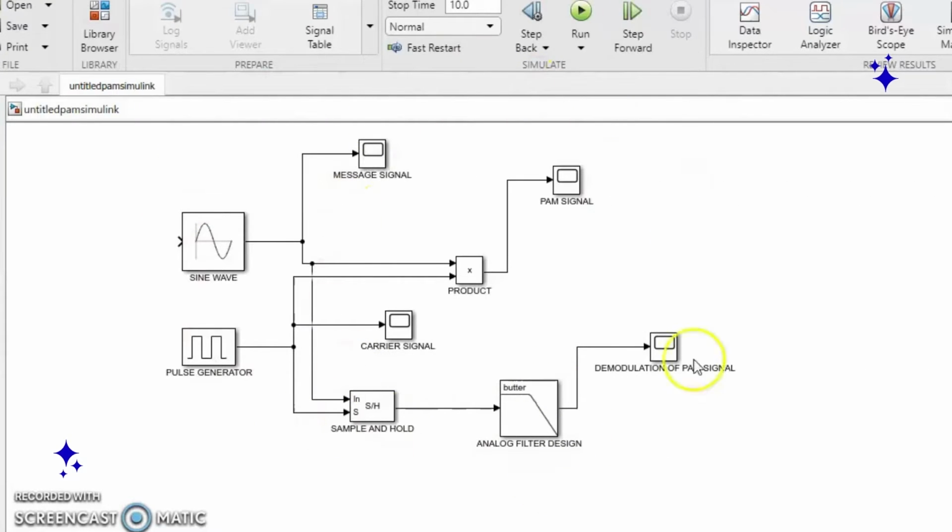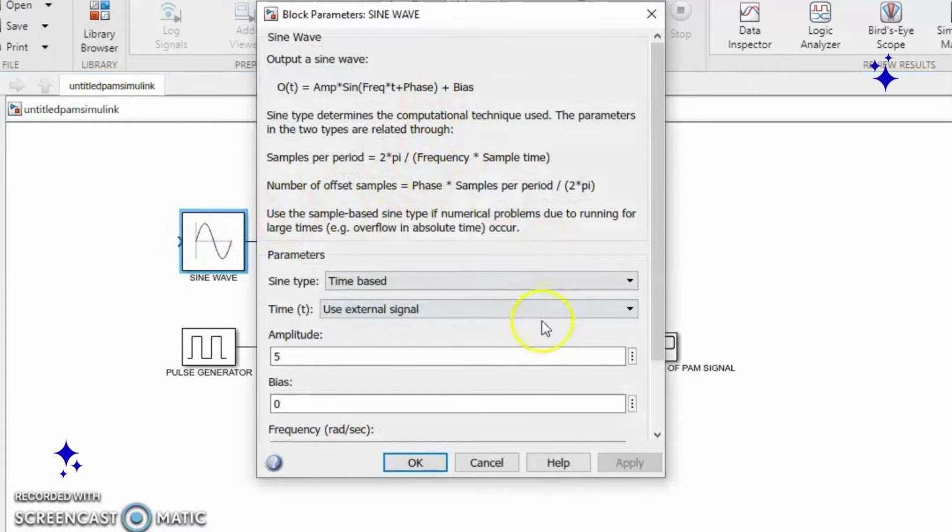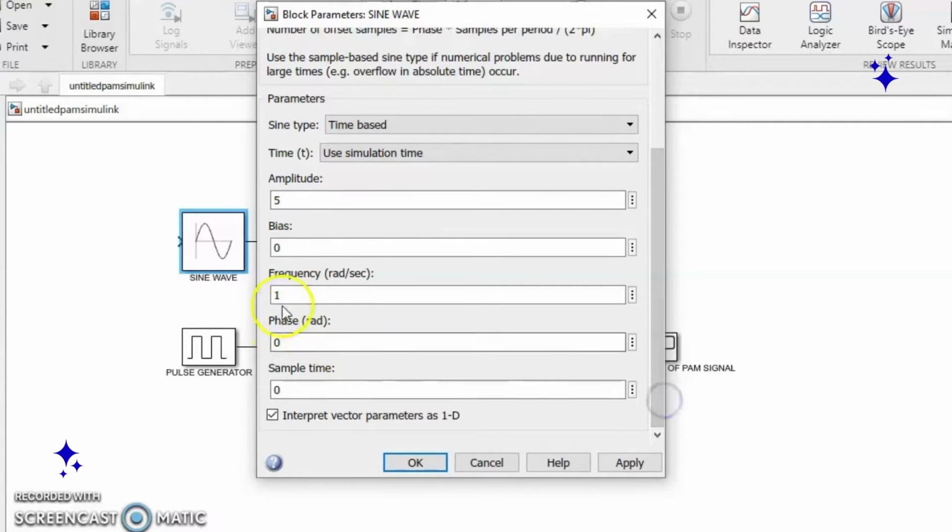This is a pulse amplitude modulation design in Simulink. First of all, let's see the parameter and function of each block. Okay, we have a sine wave. Sine type we use time base. Time we use simulation time. Amplitude 5. Frequency 1 radian per second.